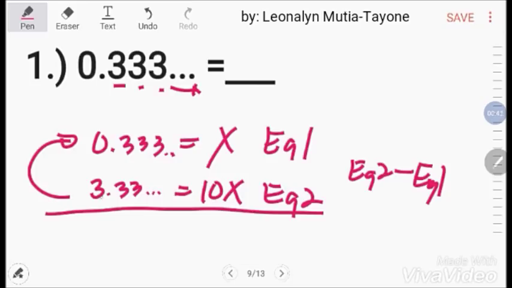3.333 minus 0.333. So, makancel na yan. Bali, 3 na yan siya, equals 10x minus 1x. Kasi lahat ng mga variables, mayroon yang coefficient na 1, automatic. And that is 9x.